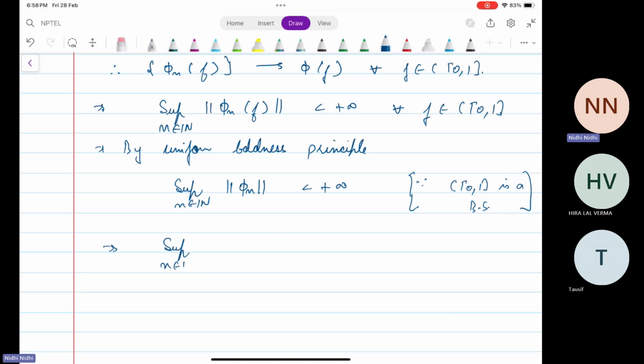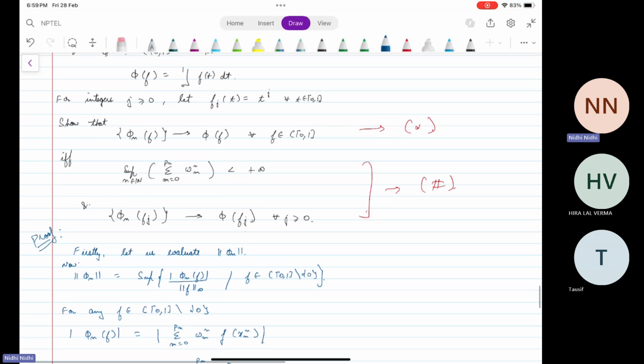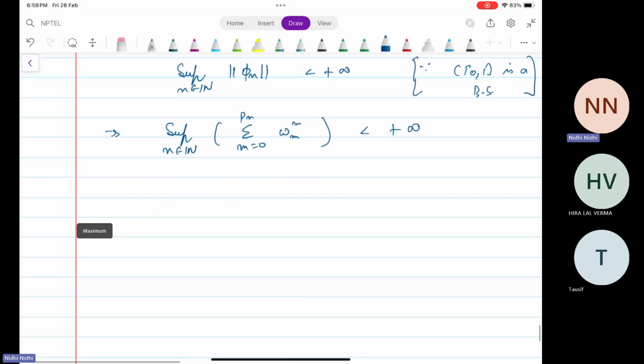Therefore, supremum n in N summation m from 0 to p n of w m n is finite. This is the first part of hash. And the second part says that we should have pointwise convergence for all fj's. Now these fj's are polynomials basically, which are always continuous. So by pointwise convergence we will get the second part as well.